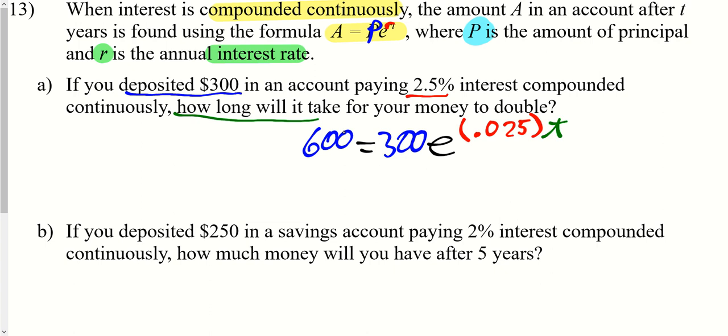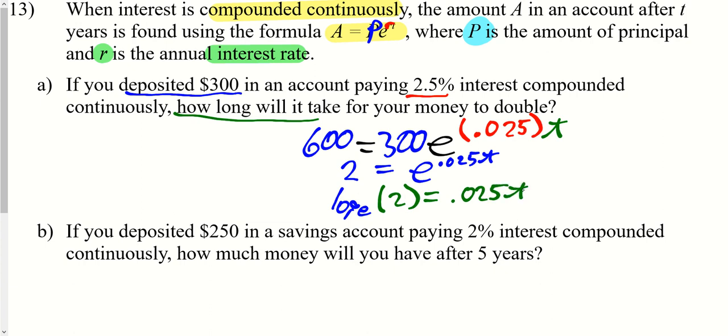So now all we're going to go ahead and do is solve it. So you've got to get the part with the exponent by itself. So you'd have to divide both sides by 300. You get 2 is equal to e to the 0.025t. It's e to a power, so use your definition of a logarithm. You get log base e of 2 is equal to that decimal in front of your t. Remember that log base e is natural log, so it'd be natural log of 2.